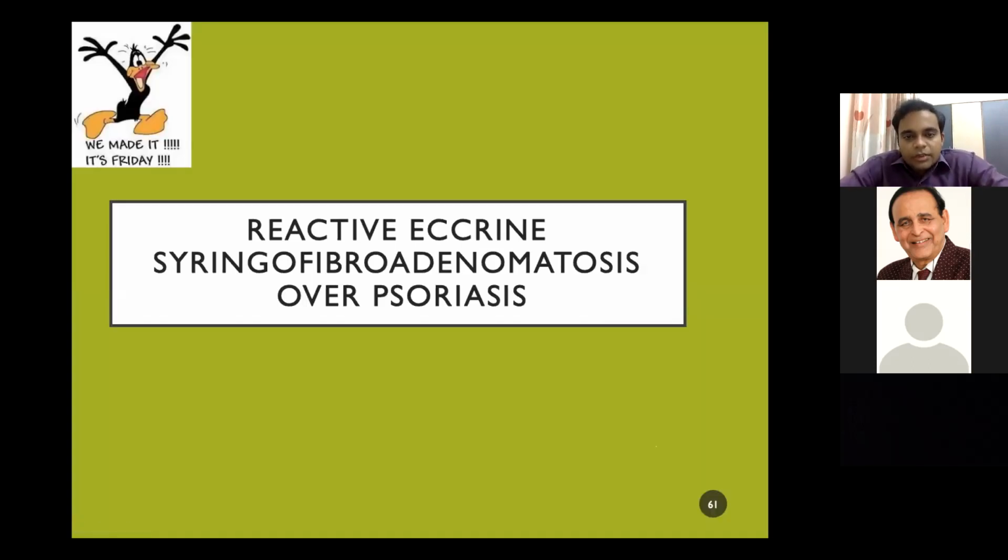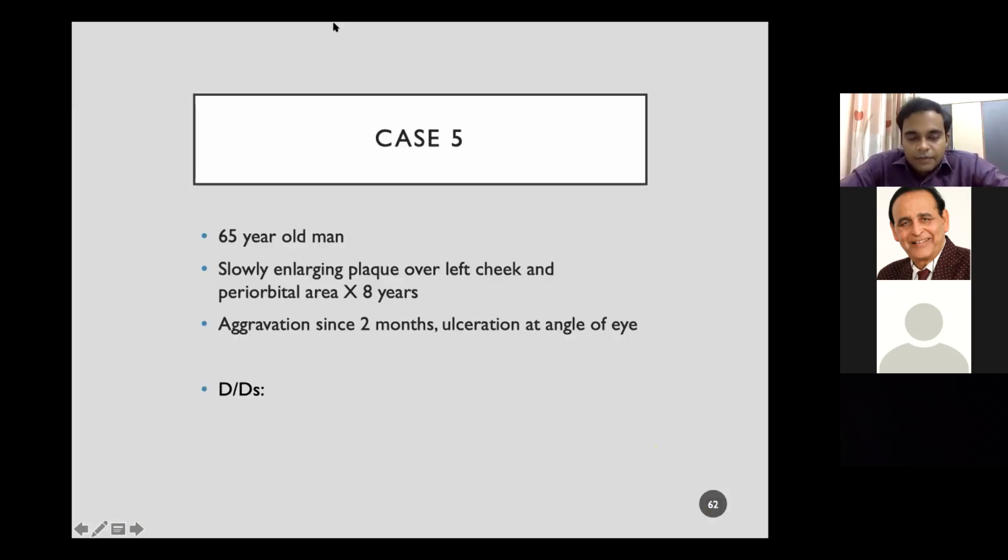It is known, it is published in literature. Over a plaque of long-standing, untreated or poorly treated, uncontrolled psoriasis, you can have a reactive eccrine syringofibroadenoma. The only unusual thing was that they were multiple in number in our case. So syringofibroadenomatosis. But it is a reactive condition. If you treat psoriasis well, it will disappear on its own. So this was case 4.